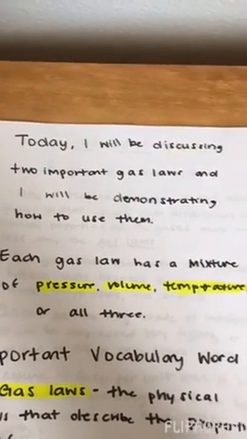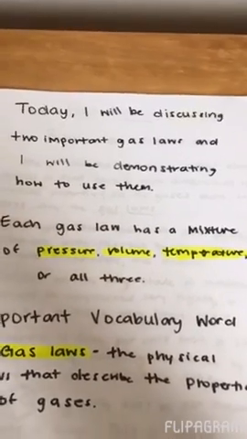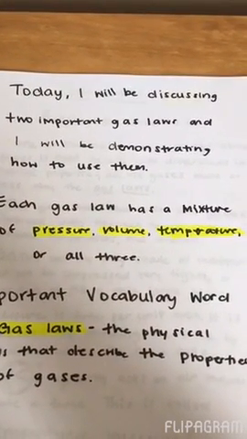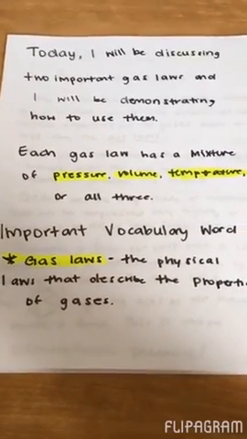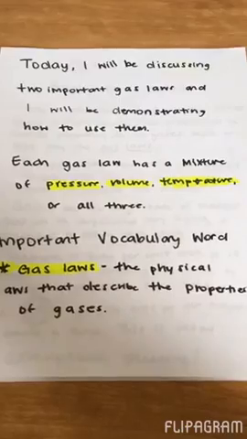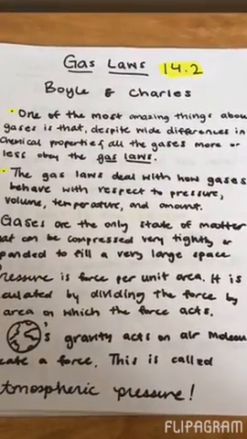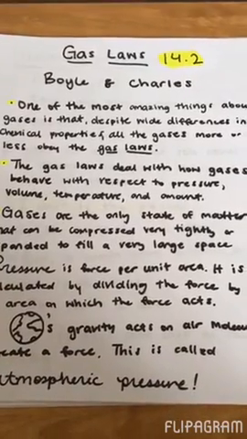Today, I will be discussing two important gas laws and I will be demonstrating how to use them. Each gas law has a mixture of pressure, volume, temperature, or all three. An important vocabulary word to use for this is gas laws, the physical laws that describe the properties of gases. I will be focusing on the gas laws of Boyle and Charles. They can be found in chapter 14.2 in the textbook.